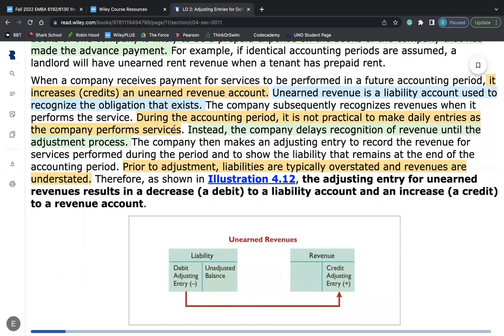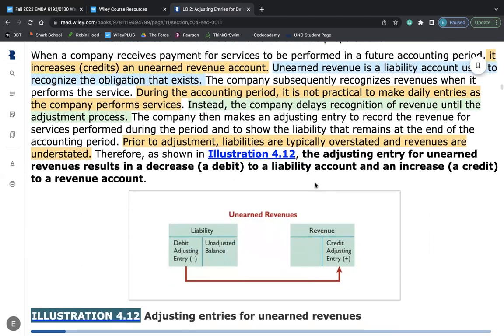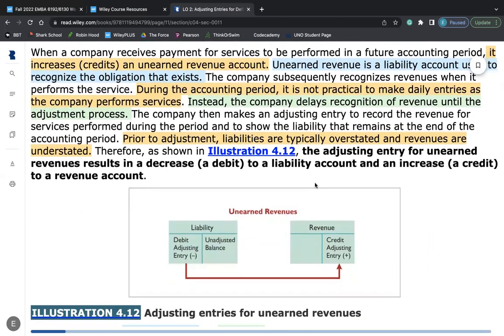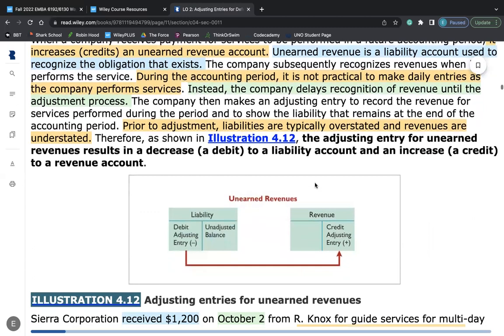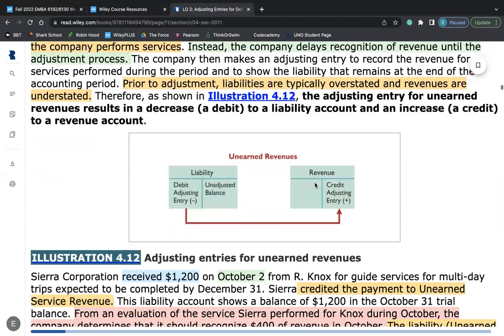Prior to adjustment, this is important, and you probably want to go back. I'm sure there's a table on it at the end. Prior to adjustment, liabilities are typically overstated and revenues are understated. Therefore, as shown in illustration 4.12, the adjusting entry for unearned revenues results in a decrease, or a debit, to a liability account and an increase to the revenue account.